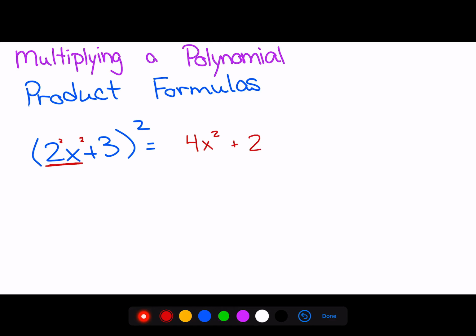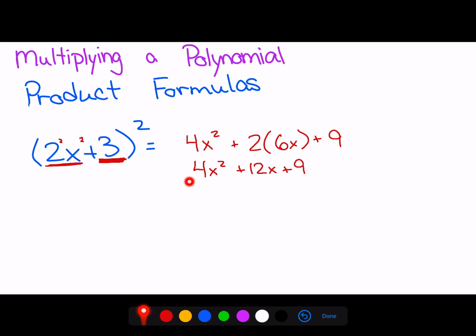Plus 2 times, well, x times y, so 2x times 3 gives me 6x. Plus y squared, well, my y is just 3, so plus 9. So our answer is 4x squared plus 12x plus 9. And that's it. That's all we have to do. As long as we remember that formula, x squared plus 2xy plus y squared, we'll get our answer very easily.